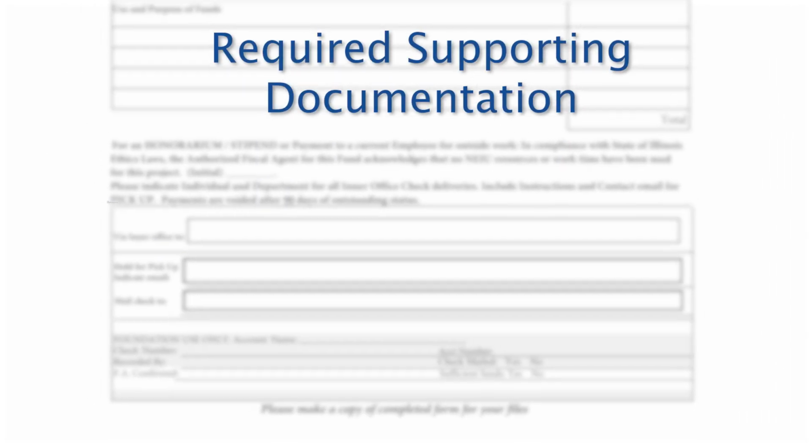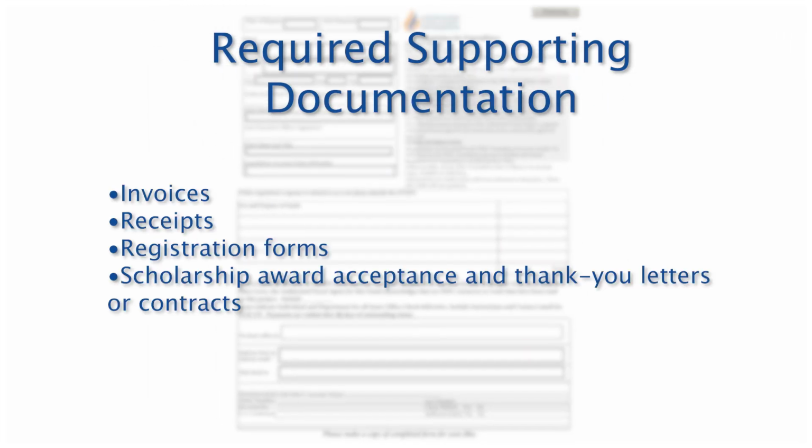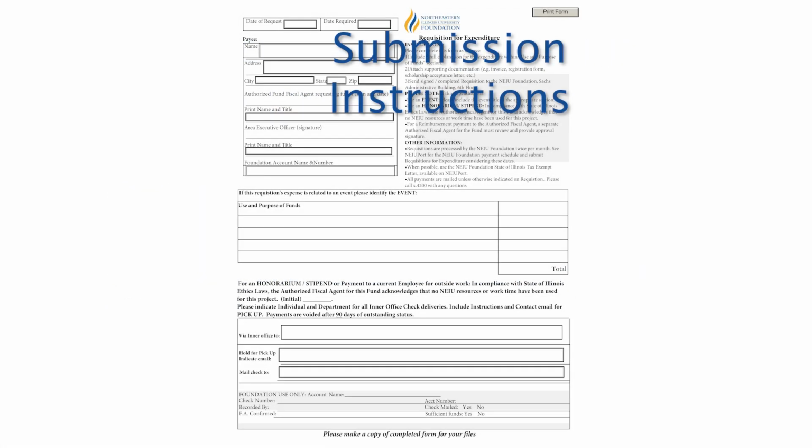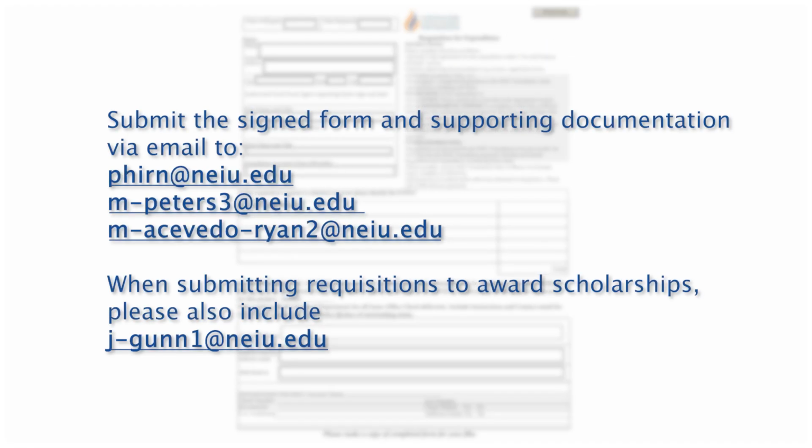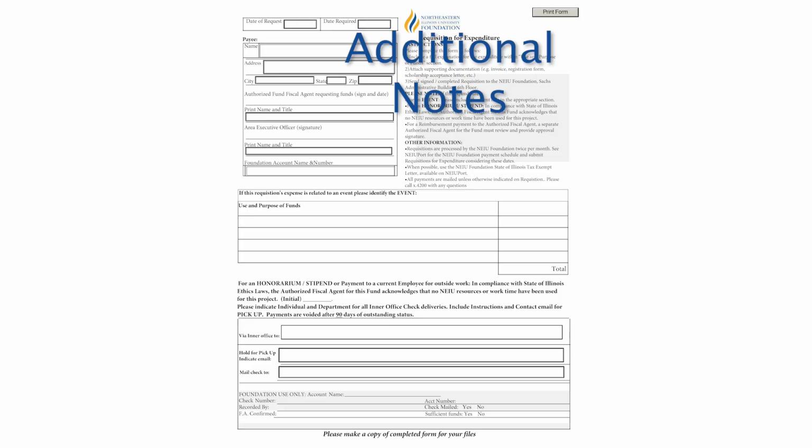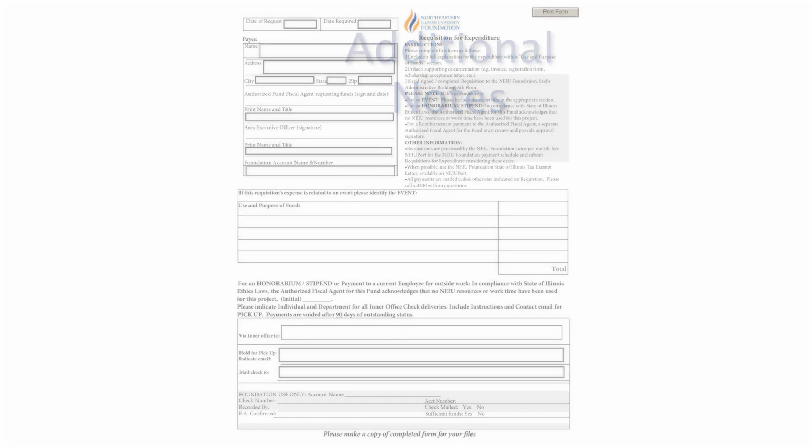Please remember to attach all relevant documents to support your request. This includes invoices, receipts, registration forms, scholarship award acceptance and thank you letters, or contracts. Once your form is complete, ensure that all sections are filled out accurately. Then, submit the signed form and supporting documentation via email to the email addresses listed on screen. When submitting requisitions to award scholarships, please also include j-gun1@neiu.edu.